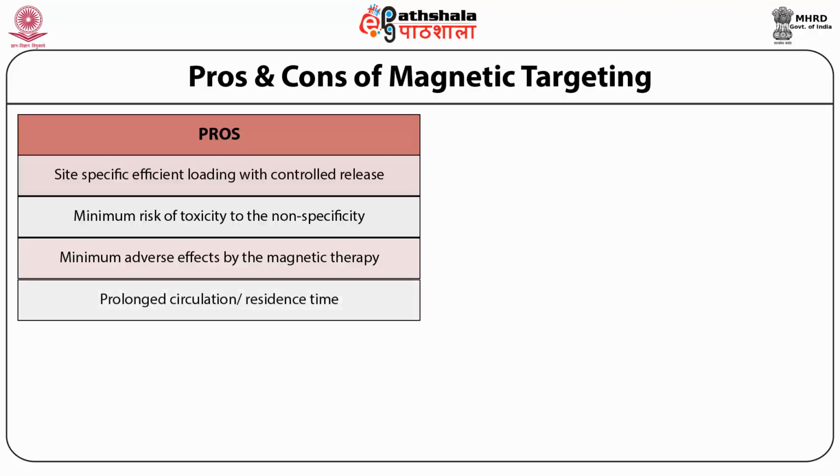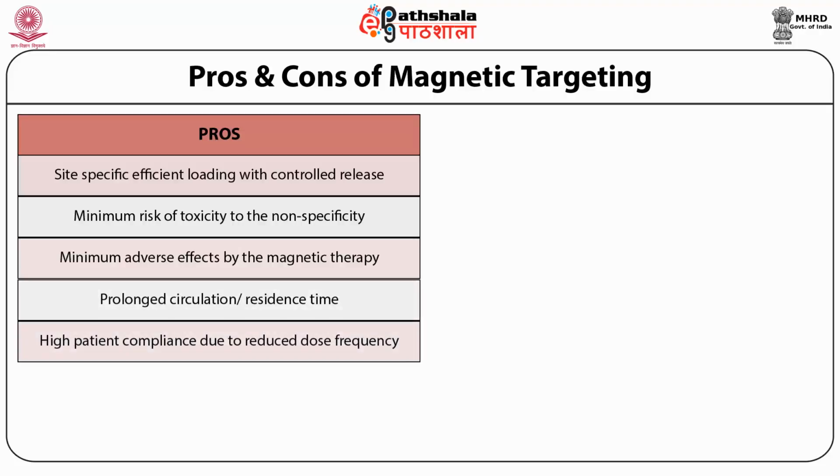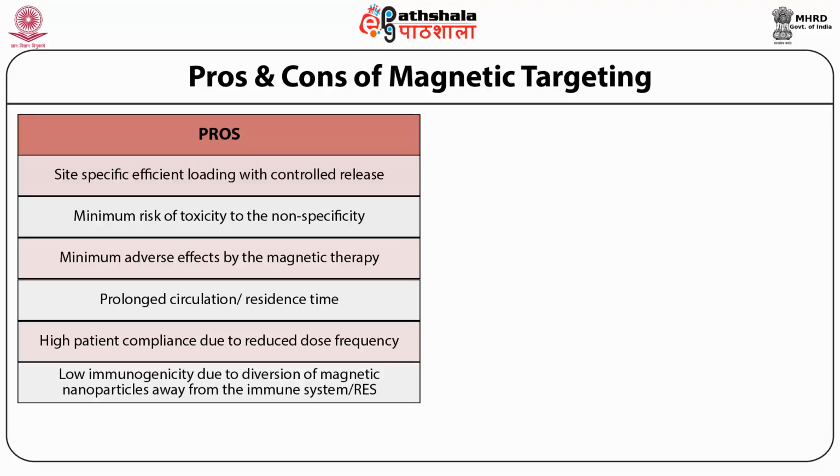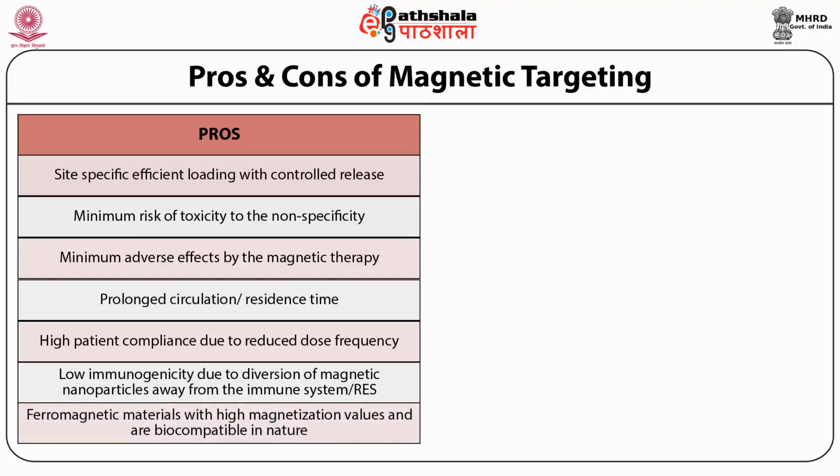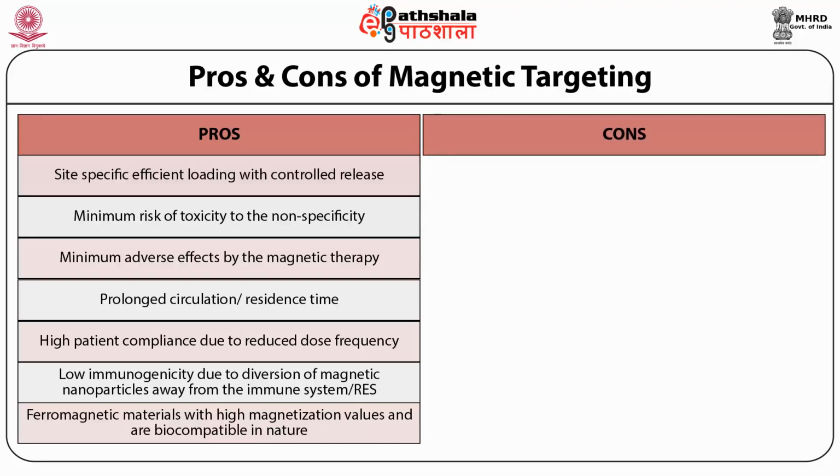So there will be prolonged circulation and residence time. Better compliance of the patient can be achieved because of the reduced dose frequency. These targeted systems also show low immunogenic potential because of the diversion of the magnetic nanoparticles away from the immune system or the reticuloendothelial system. Ferromagnetic materials such as iron, cobalt, nickel, manganese, and other alloys, which possess high magnetization values, are also biocompatible in nature.